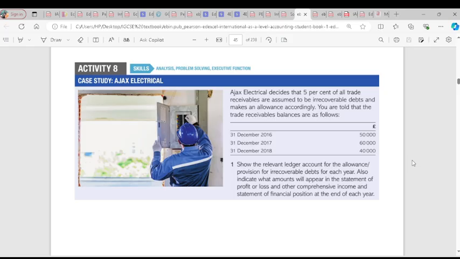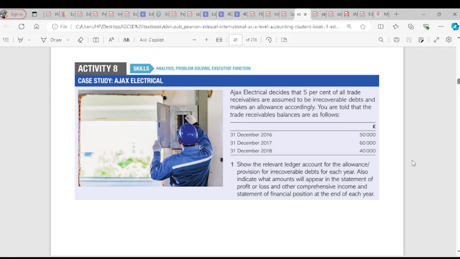At 31st December 2016, based on the case study here, there's 50,000 trade receivables, which goes to your statement of financial position. But 5% of it is considered as irrecoverable debt, so that I cannot get anymore. So 5% of it, which is 2,500. So every year, you must do this each year.